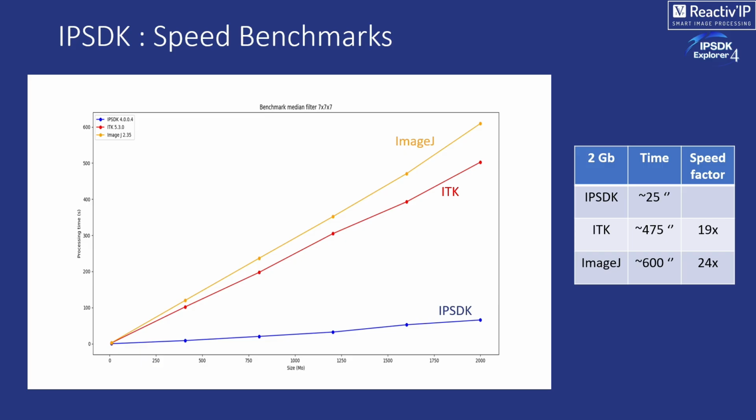I said IPSDK is fast. This is one of the graphs that illustrate that. You can see IPSDK in blue, ITK in red, and image in yellow. And you can see that for the same computation, the same result, IPSDK is between 20 to 25 times faster, which will permit you to increase the number of analyses that you can perform in the same amount of time.